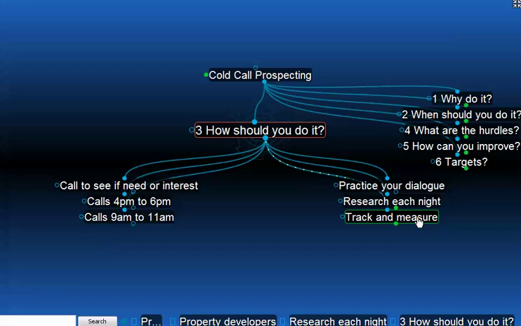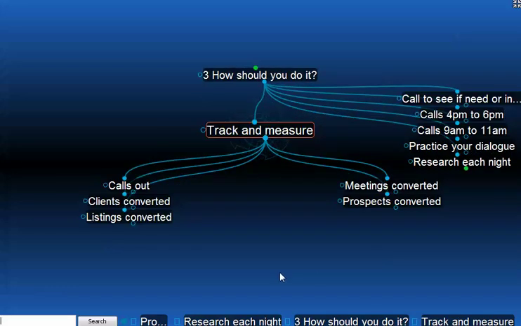Let's have a look at tracking and measuring. I would recommend that your call process be tracked: the number of calls out, the clients converted from the calls, the listings converted, the meetings created, and the prospects converted. When you start making calls, perhaps you make 40 or 50 calls a day. That will take you 2 or 3 hours.